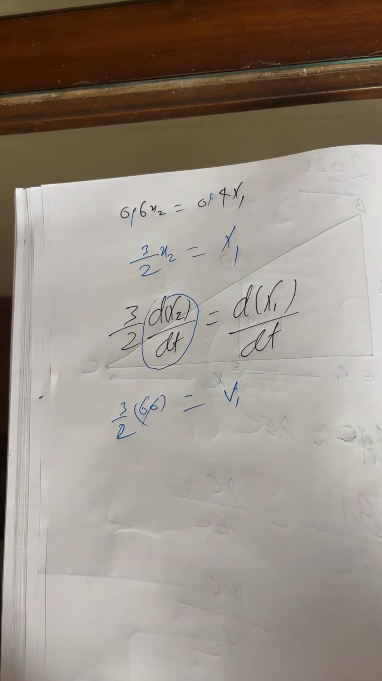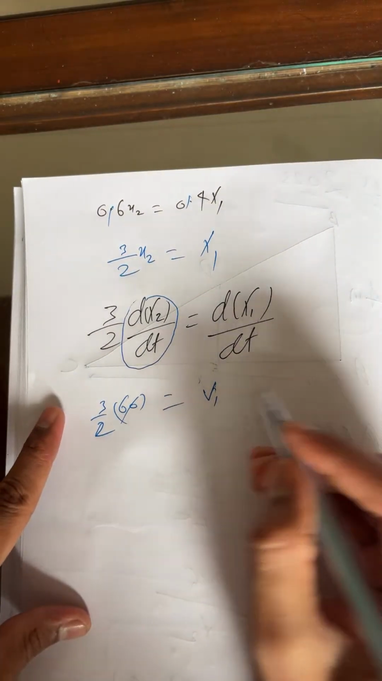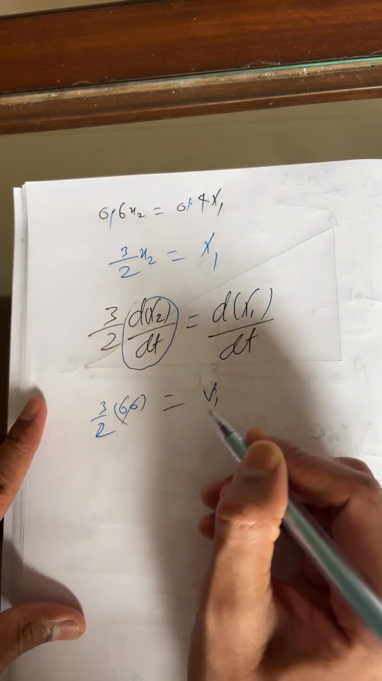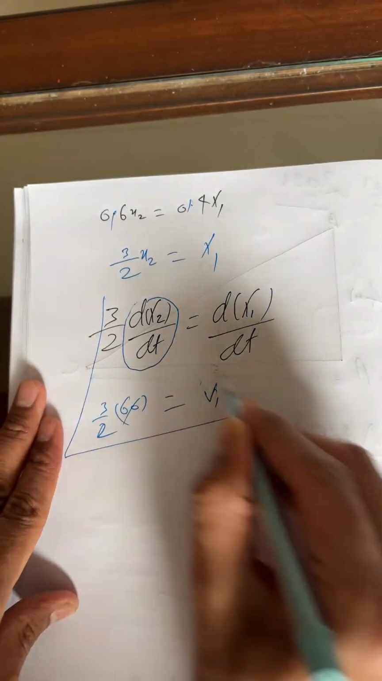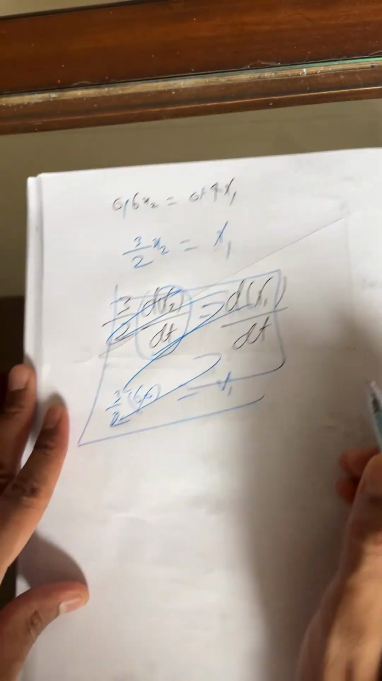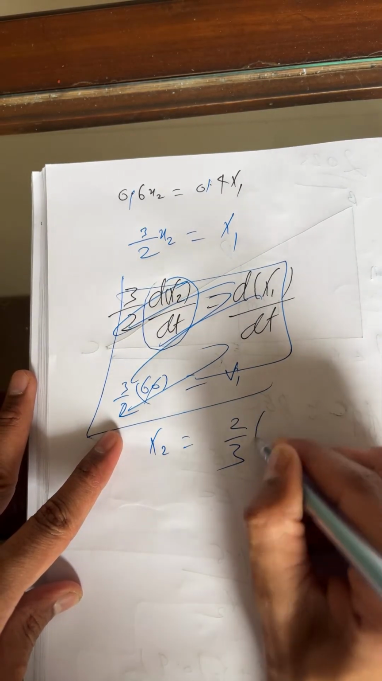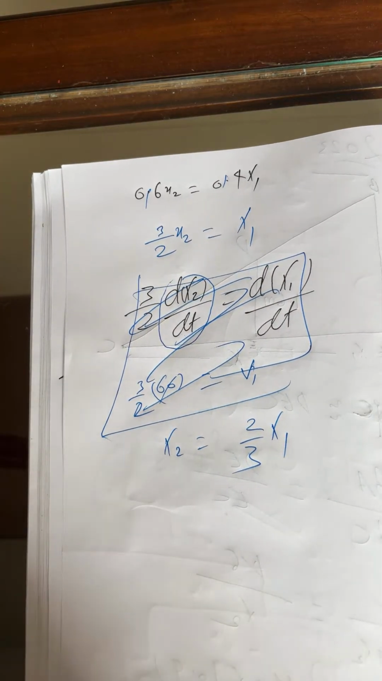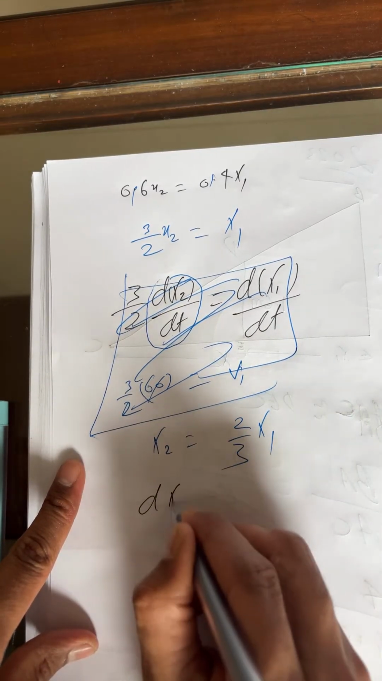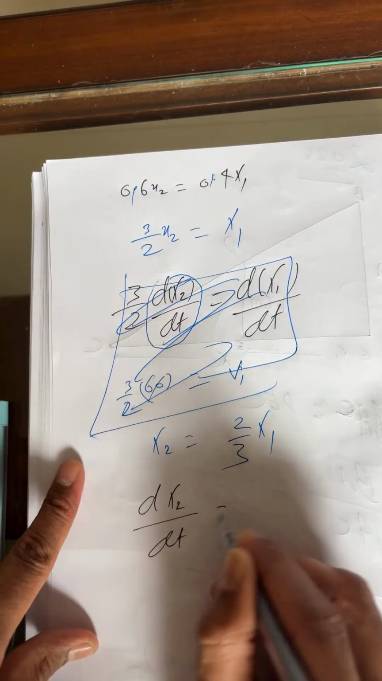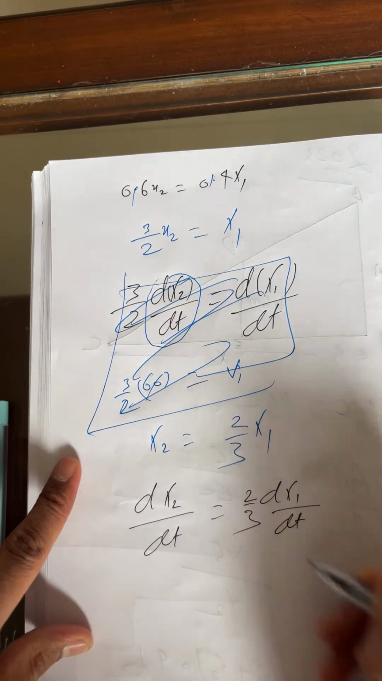So in this question, question number 5, there is a little calculation here. We have to find the shadow, right? So just ignore this part. So x2 is equal to 2 by 3 of x1, right? So for this condition, just differentiate: dx2 by dt is 2 by 3 times dx1 by dt, right?